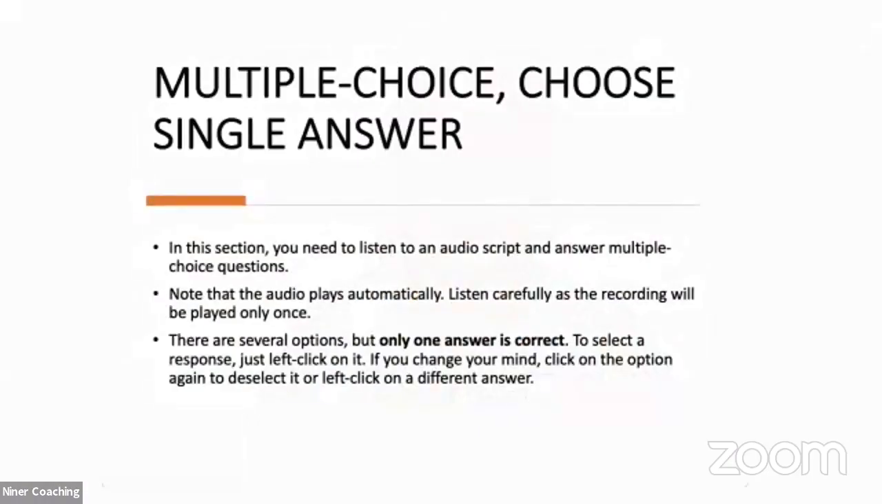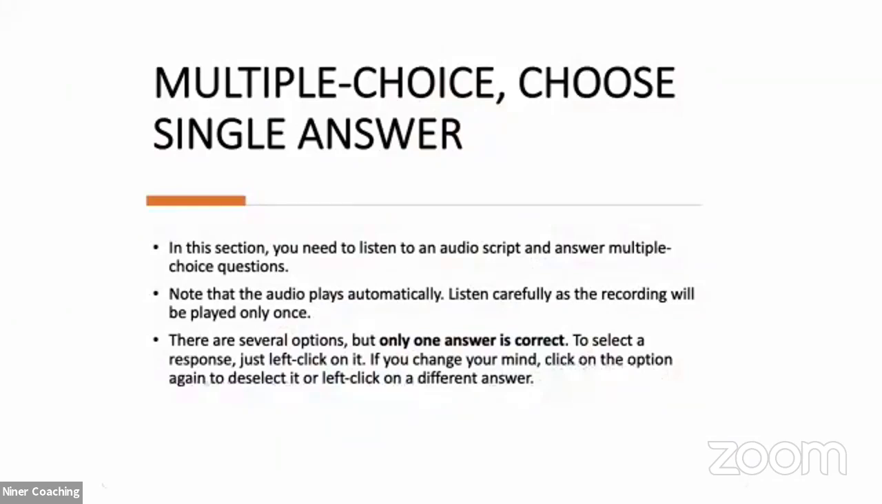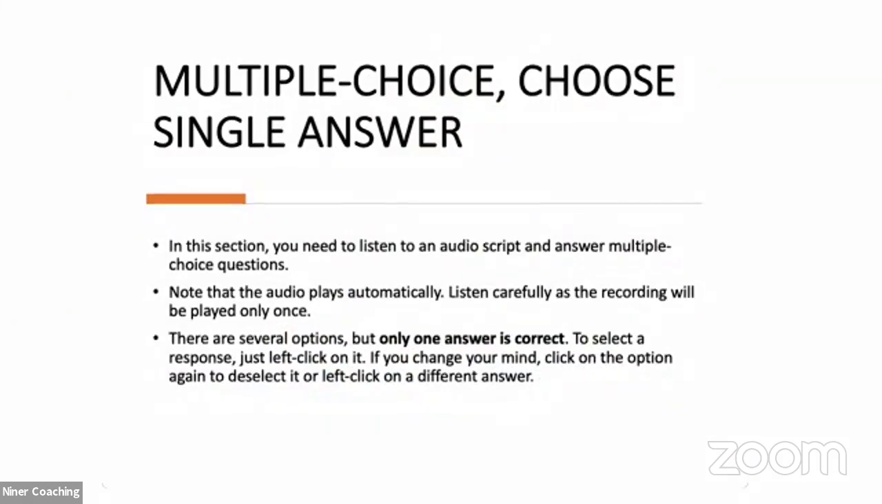So you also get what we call multiple choice, choose single answer. Very, very identical to what you get in IELTS. You just have to select from about 3 or 4 options, and there's only one correct answer. There's no negative scoring here because there's only one correct response.